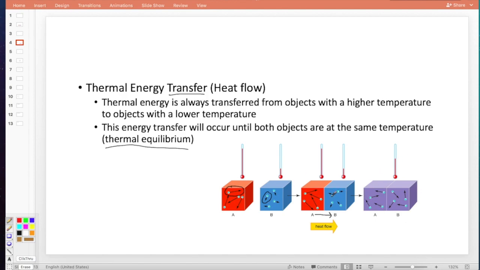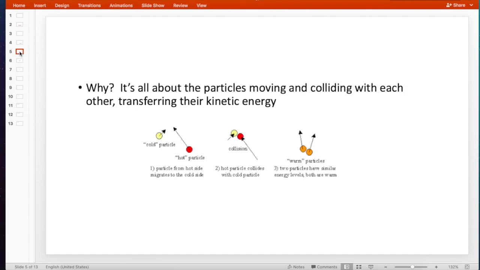Now, why exactly is this happening? What exactly is happening with the particles to transfer this energy? Great question. I'm glad you asked. It's all about the motion of the particles, the fact that the particles are moving and that they are colliding with each other. So think about this. If we bring those two blocks in contact with each other, a hot particle from one is going to collide with a cooler particle from the other substance.